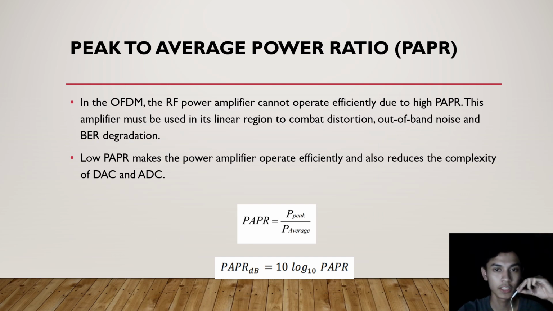Now, peak to average power ratio, or PAPR. In OFDM, the RF power amplifier cannot operate efficiently due to high PAPR. This amplifier must be used in its linear region to combat distortion, out-of-band noise, and PER degradation. Low PAPR makes the power amplifier operate efficiently and also reduces the complexity of the DAC and ADC. This is the equation of PAPR.